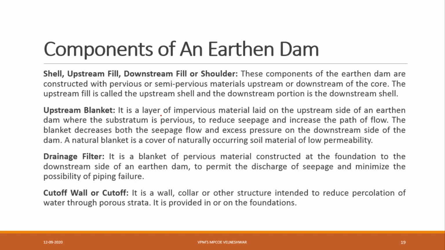As we are making earthen dam, here we will have some seepage part. To reduce seepage part, here we will provide some rocks, like 60 mm, 70 mm rocks, so that the seepage will be less and it will increase somehow the path of flow. The blanket decreases both seepage flow and excess pressure on the downstream. So not only seepage, some pressure will be controlled on the downstream. Then a natural blanket is covered of naturally occurring soil material of low permeability. Either rocks we can say, or soil which is having low permeability.